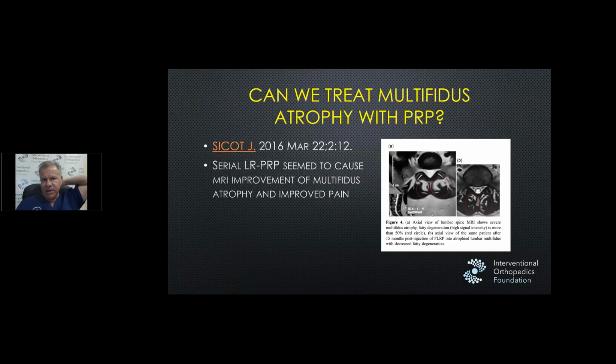So can we treat multifidus atrophy with PRP? There's only one study that we're actually going to try to replicate. I met with some of our fellows this morning about starting to plan this study. It was published recently, just this last March, and it did show that serial leukocyte-rich PRP seemed to cause MRI improvement of multifidus atrophy and improved pain.